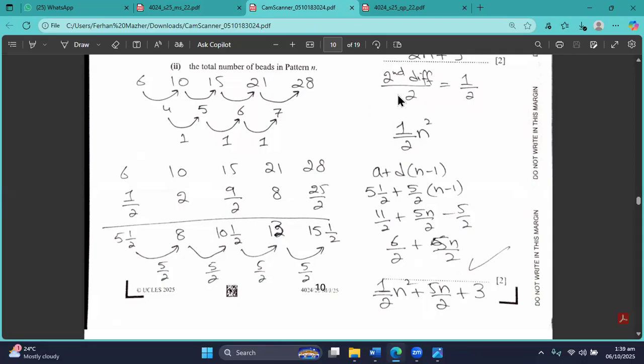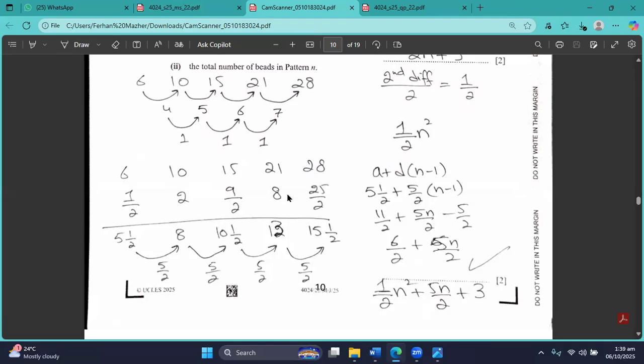So what I will do, I will take this second difference and divide it by 2. The second difference is 1, divided by 2, 1 by 2. So in your rough work, you will note down 1 by 2, whatever number you got here, and with it you write n square. Then I write the original sequence, 6, 10, 15, 21, 28. And then in this n square, I substitute n = 1, 2, 3, 4, 5. So I get 1 by 2, 2, 9 by 2, 8, 25 by 2.